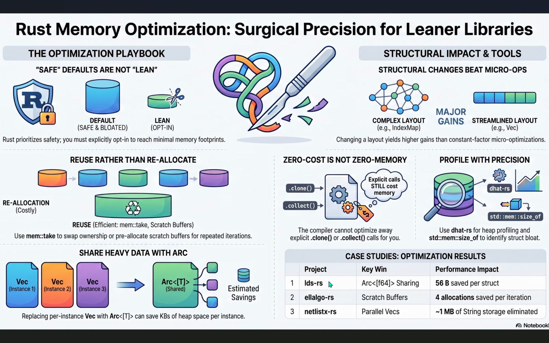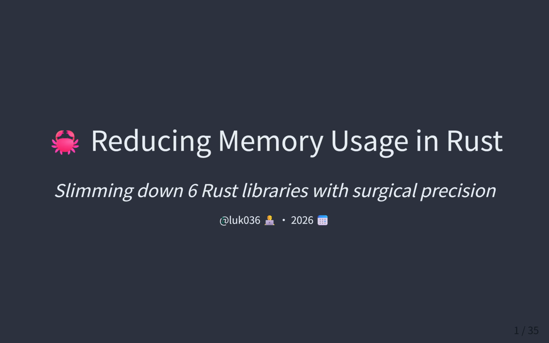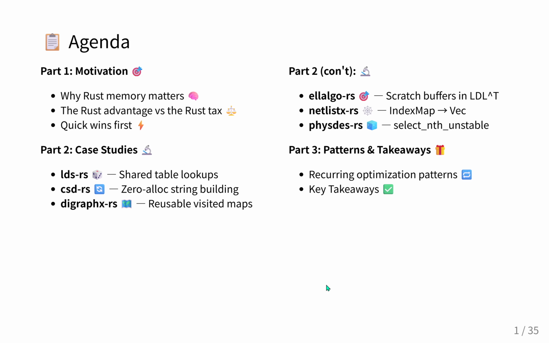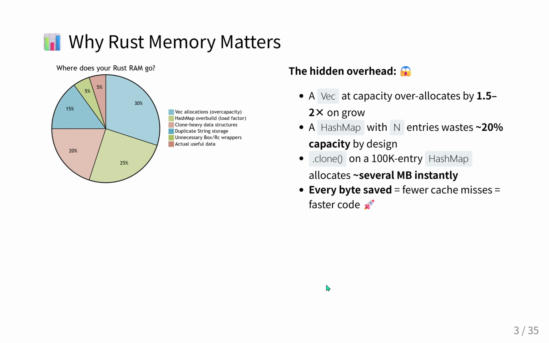Absolutely. So today, we're diving into a 2026 presentation by a developer at Lux036. It's called Rust Memory Optimization, Surgical Precision for Leaner Libraries. And we are going to explore the really fascinating, sometimes contradictory trade-offs developers make every day between speed, safety, and, well, memory footprint.